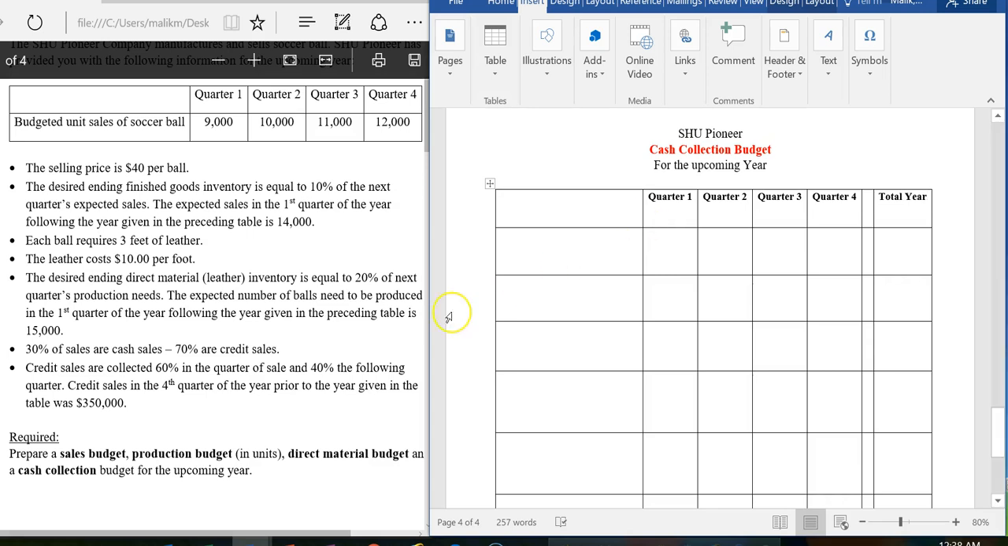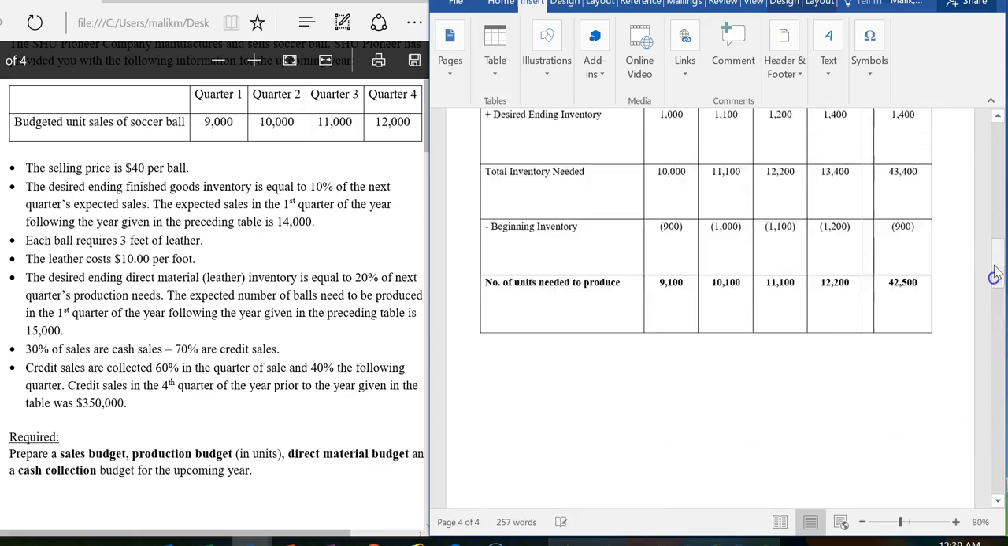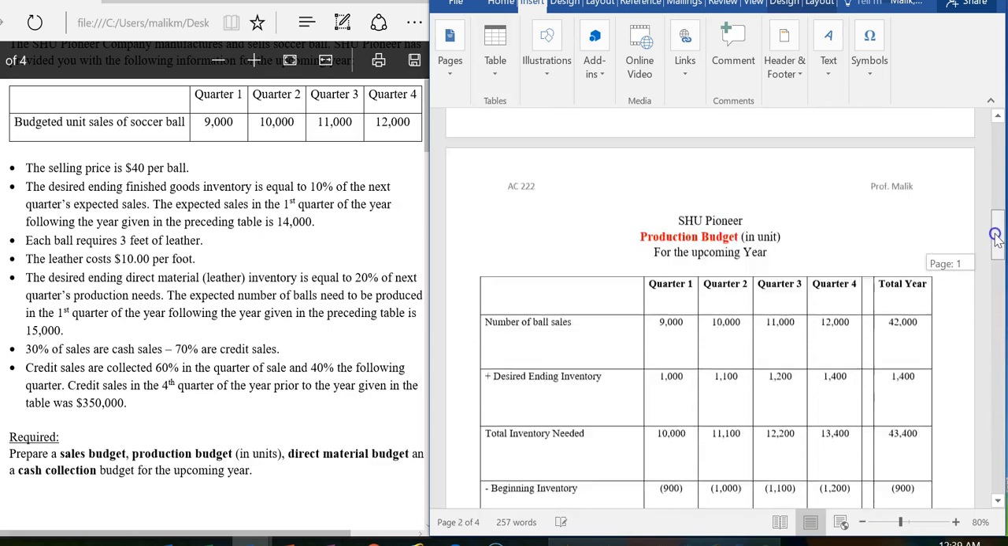Now we will do some extra lines just to split up our total sales into two parts, cash sales and credit sales, and then we'll show how much we're gonna collect every quarter. Right. So that means you need to know what will be our total sales. And for this one, you need to go back to your sales budget.